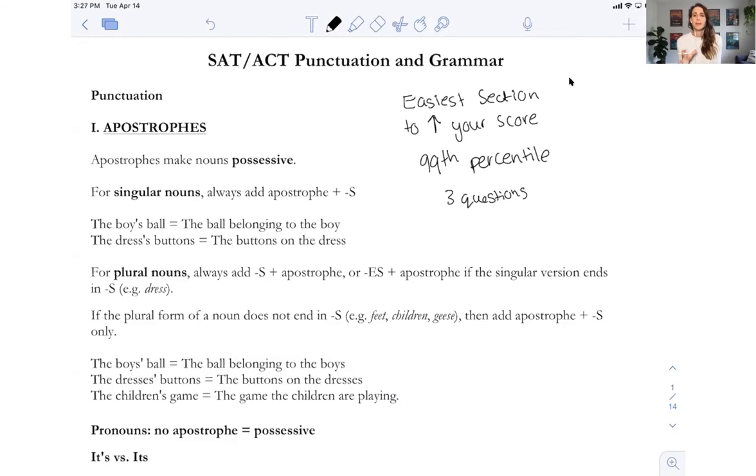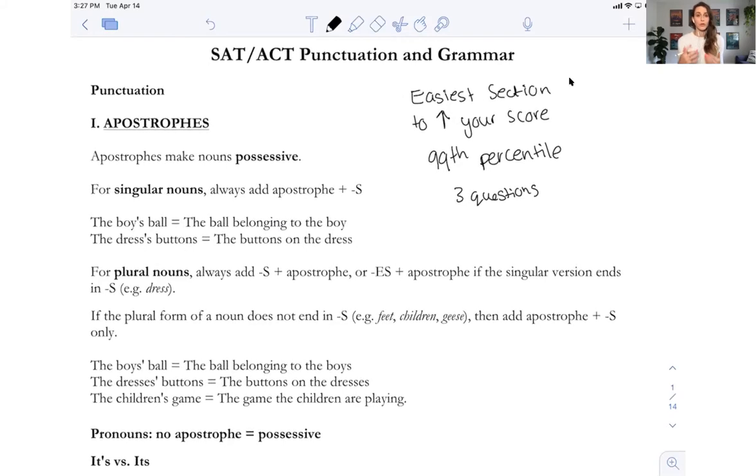So this will really be the section that I would focus my energy on to begin with, to just collect those easy points and get them out of the way. Because even if you didn't have great grammar when you were in middle school or high school, by using these resources, you can make up for lost time and really learn these rules. So this will be the section where you do not want to give up points.